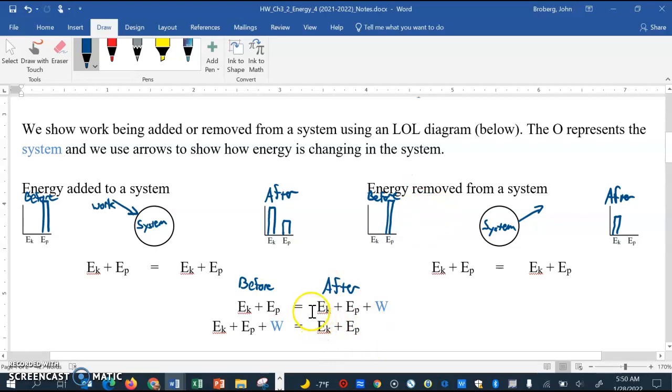I want you to pause the video and take a look at this and decide which one of these represents work being added, which one represents work being removed. All right, if you said this one is work being added at the bottom, that is correct. When we say work is being added, work is actually added into the equation on the before side.